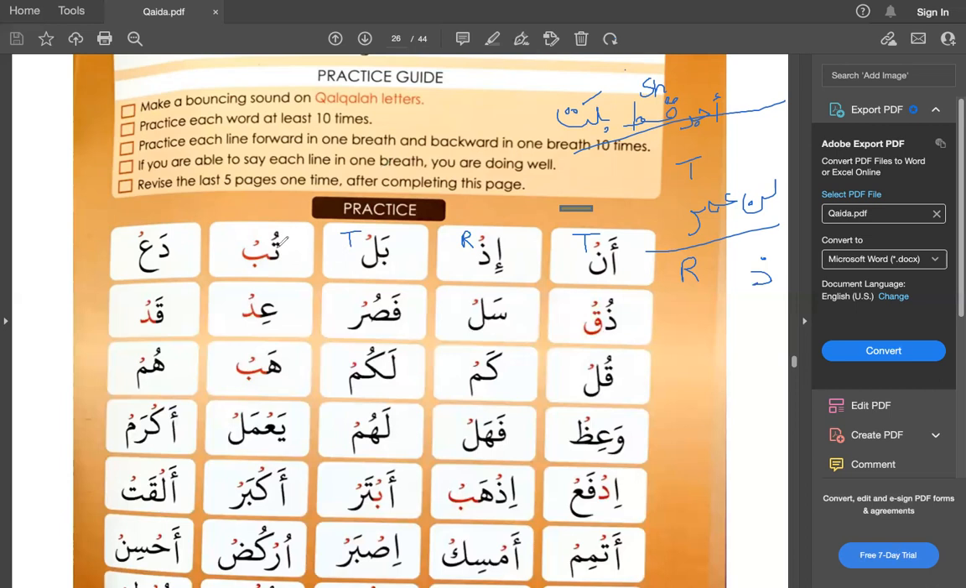Bel, tube. Yes, ba is in shidda huruf. You will apply shidda first and then at the end you will apply qalqala because you want it to be hearable. Tube.